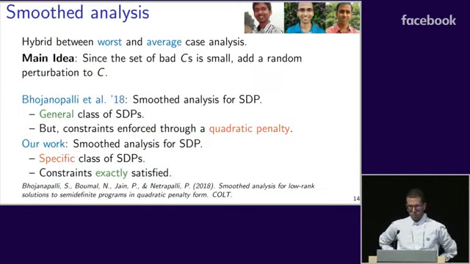So I would like to mention that this idea has already been used by Bojana Pali and co-authors this year. Like us, they did the smooth analysis for the semi-definite program. And what we do, and this is what I will explain in the next slide, is we make an assumption on the class of semi-definite programs that we look at. In their case, they make much weaker assumptions, but the price to pay is that the constraints are enforced through a quadratic penalty. In our work, we make an assumption on the class of semi-definite programs, but at least the constraints are exactly satisfied.